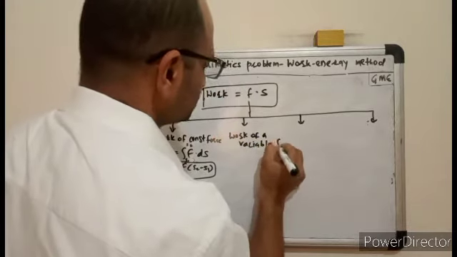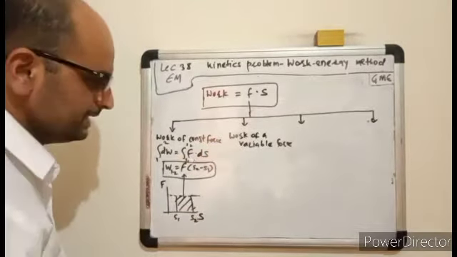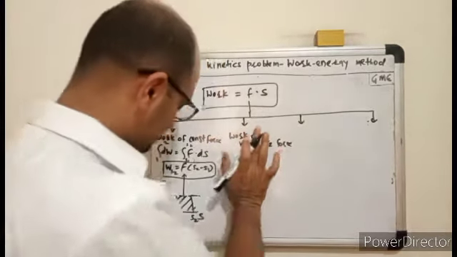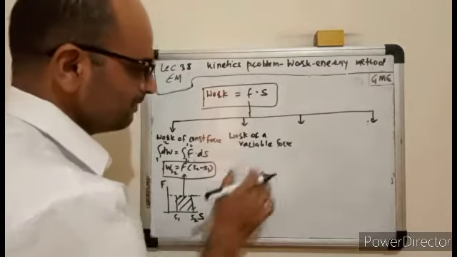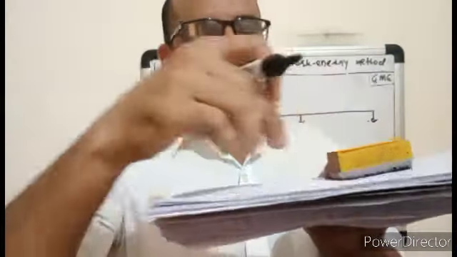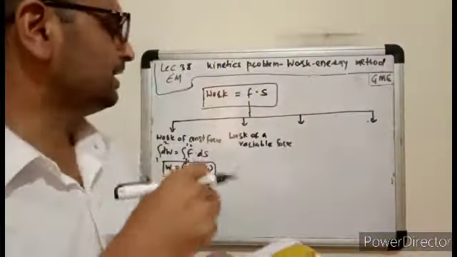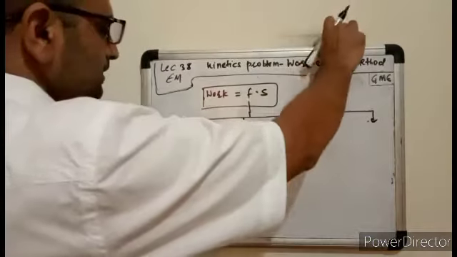Work done by variable force. In this case, if the force is variable, see, I am applying a constant force here. But if I am applying a variable force like this, this is the constant force, right? There is a displacement of the body from S1 to S2. But if I am applying the variable force like this, in that case we will see how this formula looks.